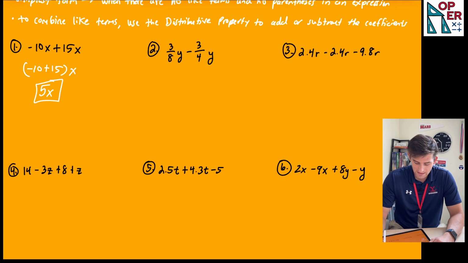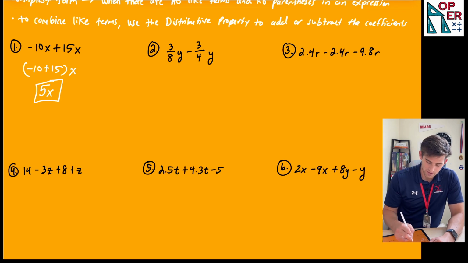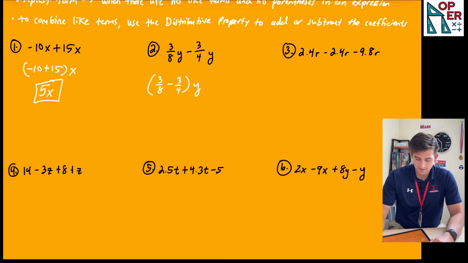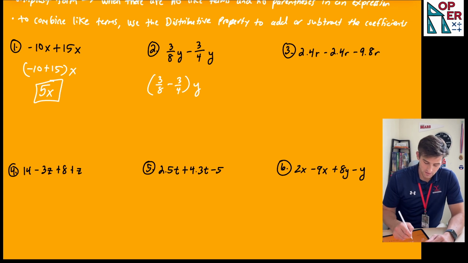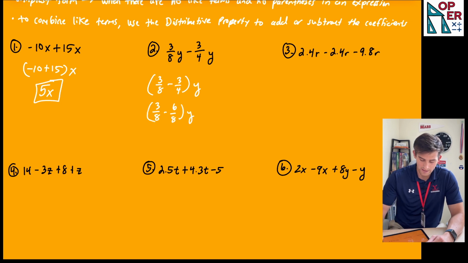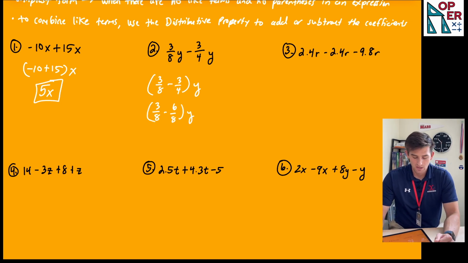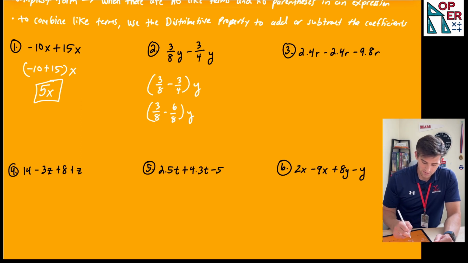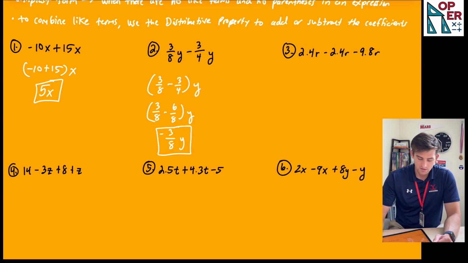All right, number 2, 3/8 y minus 3/4 y. So we could do 3/8 minus 3/4, and we have our y here at the end. Now 3/8 and 3/4, those don't have a common denominator, so we need to create one. So this would be 3/8 minus 6/8, and then we have our y, because 3/4 times 2 over 2 would give us 6 over 8. Now we do 3 minus 6, which would be negative 3. We keep our denominator and we tack our y on at the end. So 3/8 y minus 3/4 y would be negative 3/8 y.